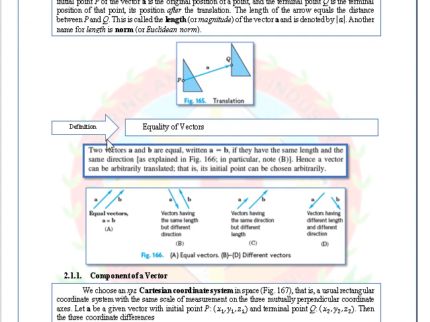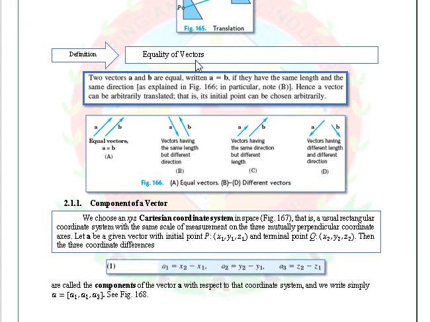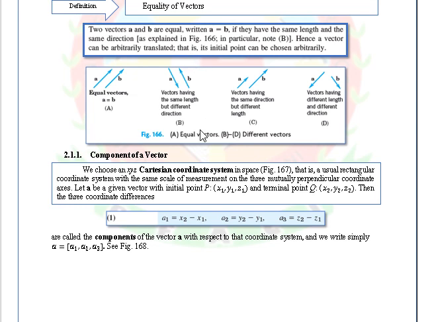So we have here a definition: equality of vectors. Two vectors A and B are equal, written A equals B, if they have the same length and the same direction. You can just say two vectors are equal if and only if they have the same direction and at the same time the same magnitude. If that is not satisfied, you cannot say that the two vectors are equal.